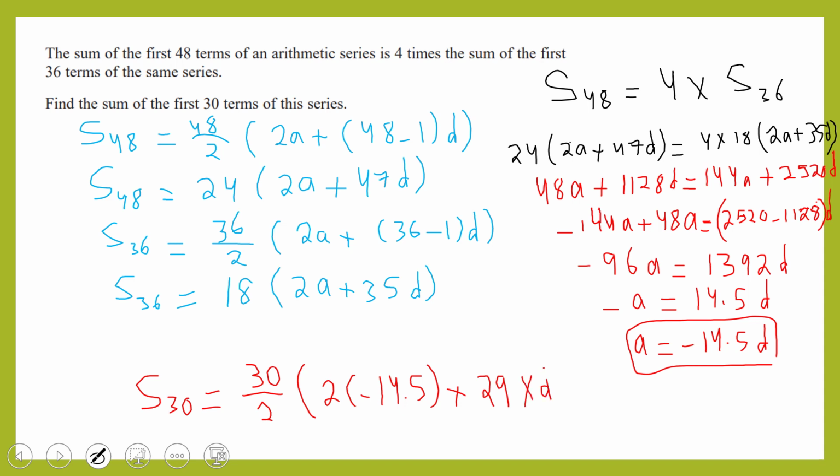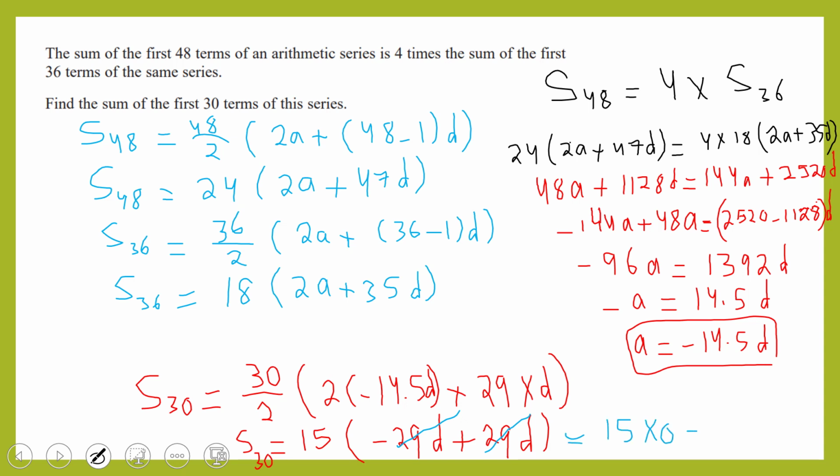multiplied by d. So it will be 15 multiplied by negative 29d plus 29d. This is S30. You will find at the end that this and this make 0, so 15 times 0 equals 0. So S30 gives 0.